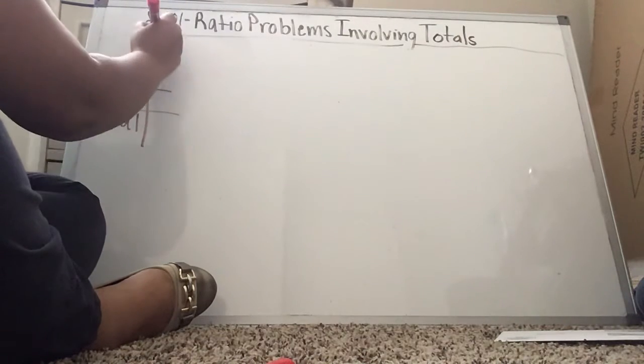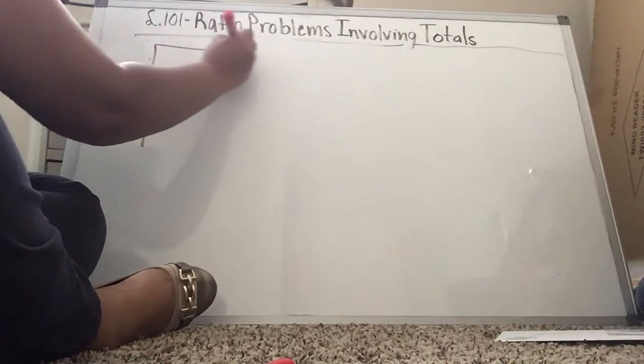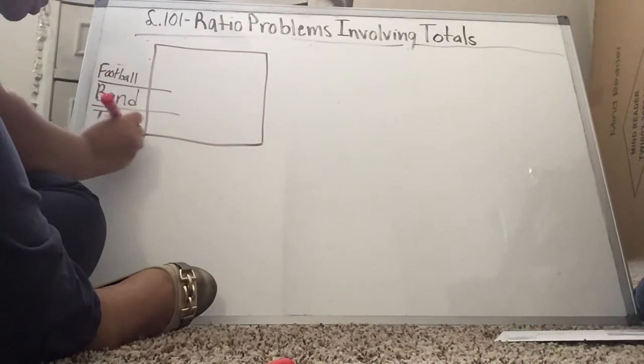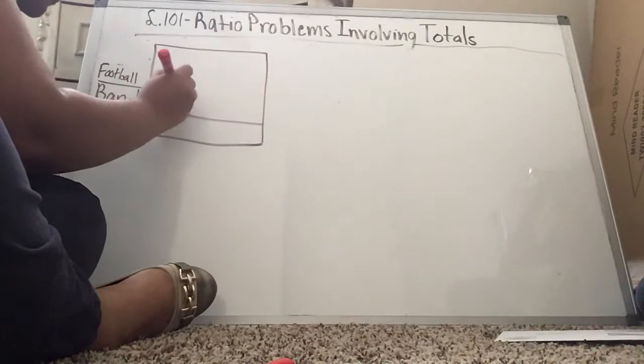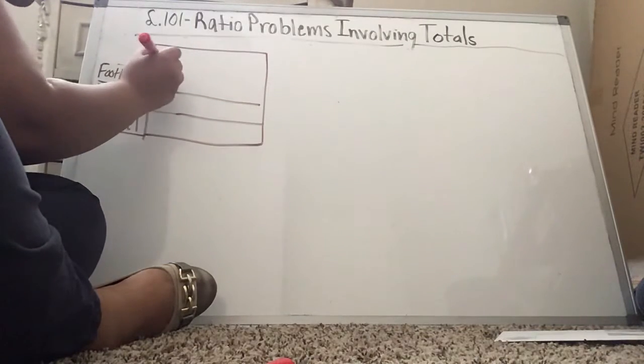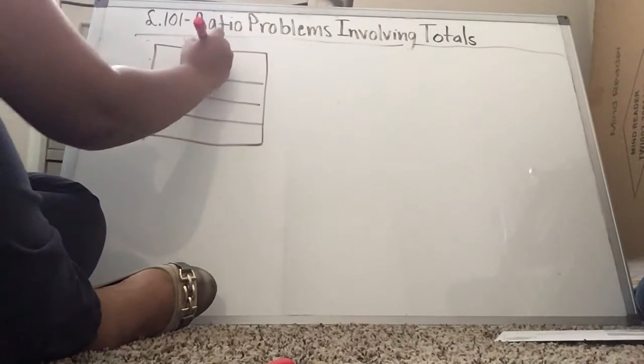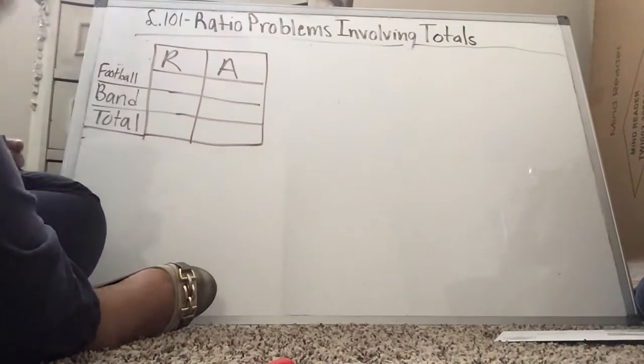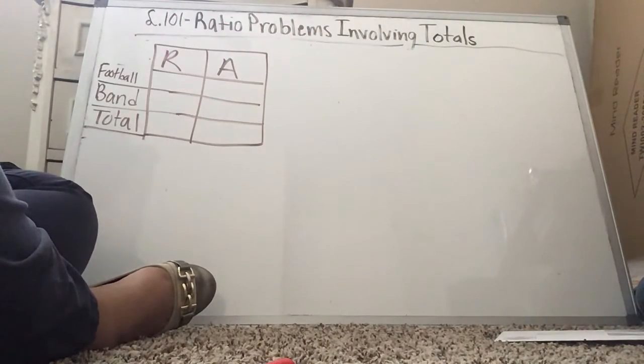So good on you if you're taking notes. If you're not, you're just going to have to wait for me to put this all together. All right. And again, I just have R for ratio and A for actual. So, again, marching band members and football players.